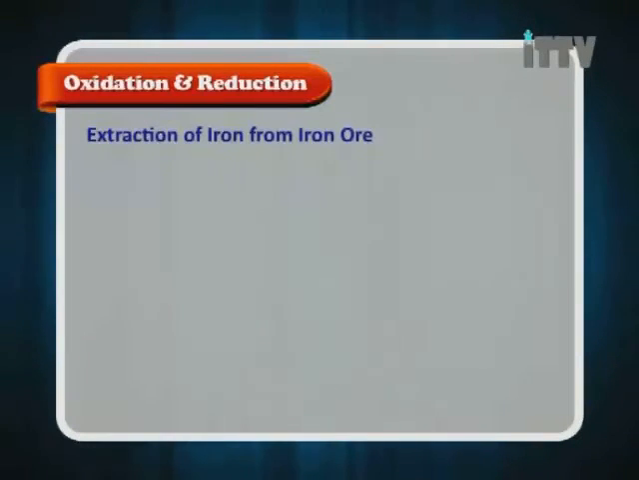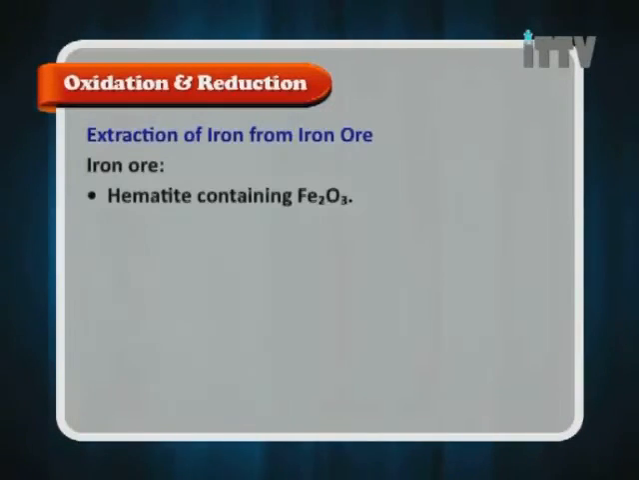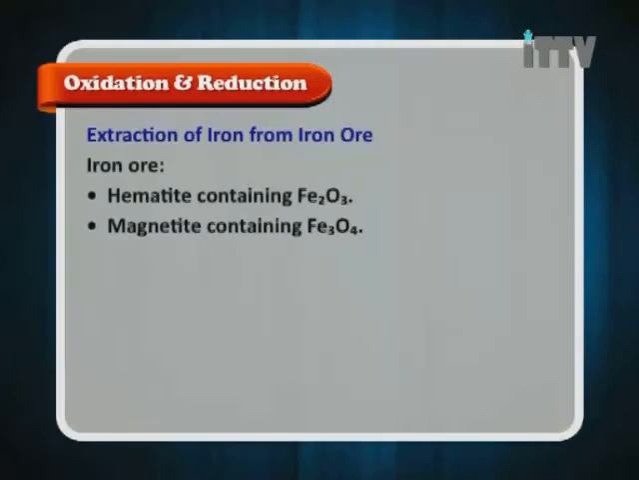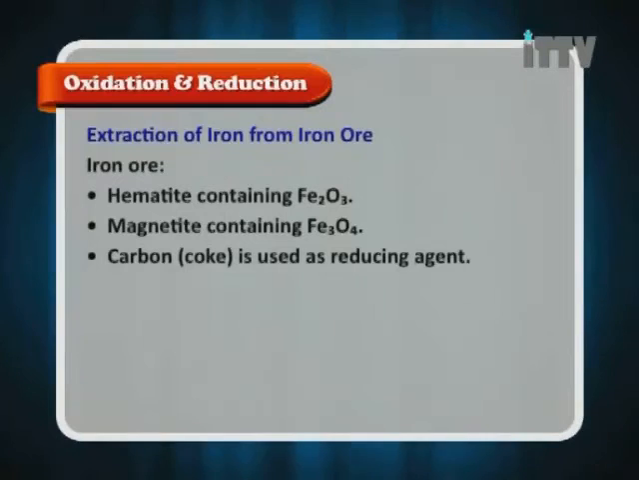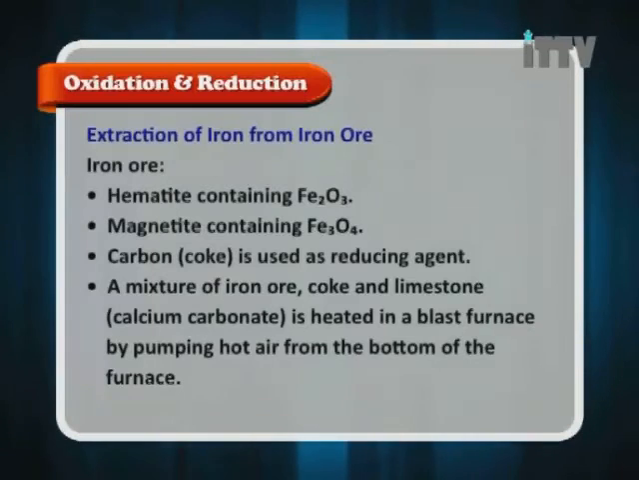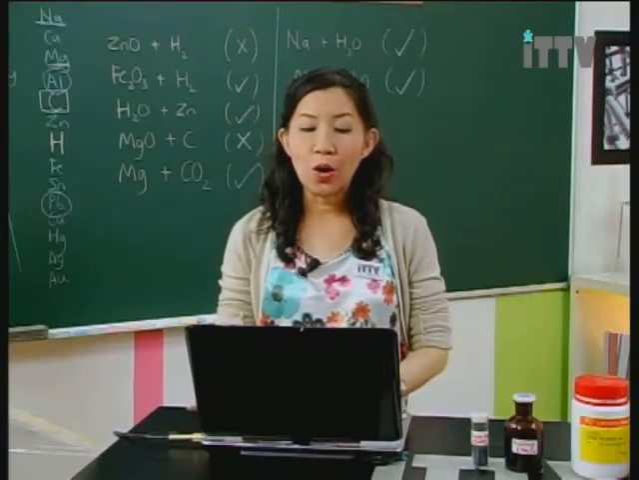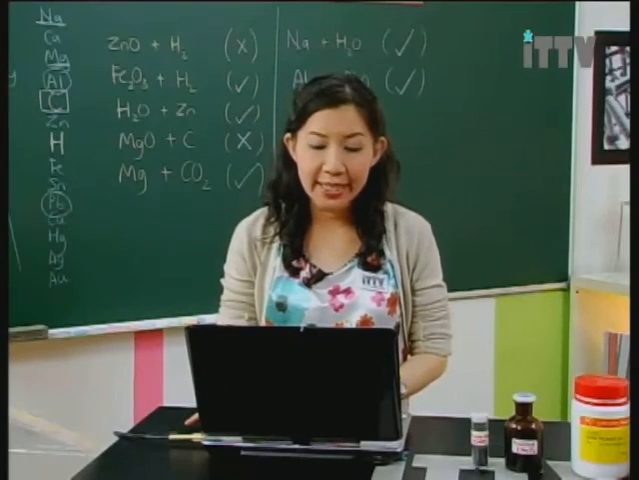Now, let's look at extraction of iron from iron ore. The iron ore, we call it hematite. It contains iron trioxide, while other examples of iron ores would be magnetite that contains another type of iron oxide. So carbon is used as a reducing agent. A mixture of iron ore, coke and limestone, which is known as calcium carbonate, is heated in a blast furnace by pumping hot air from the bottom of the furnace. A diagram of the blast furnace is shown later.